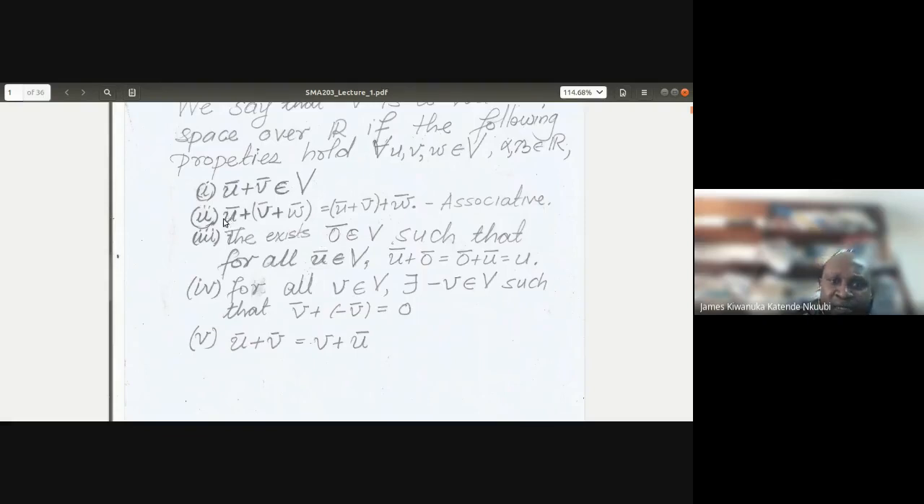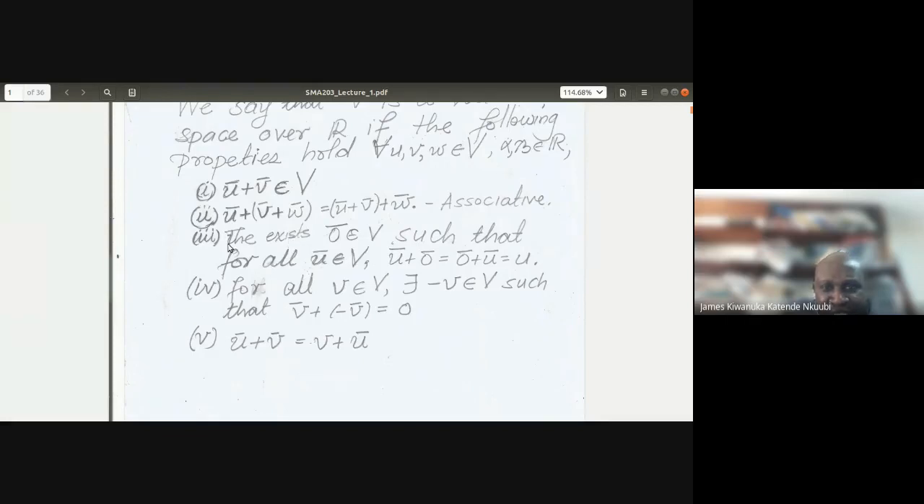Also, the next property says that addition of vectors is associative. So I can put the brackets either on V and W or on U and V, and the answer will still be the same. So vector addition is associative.